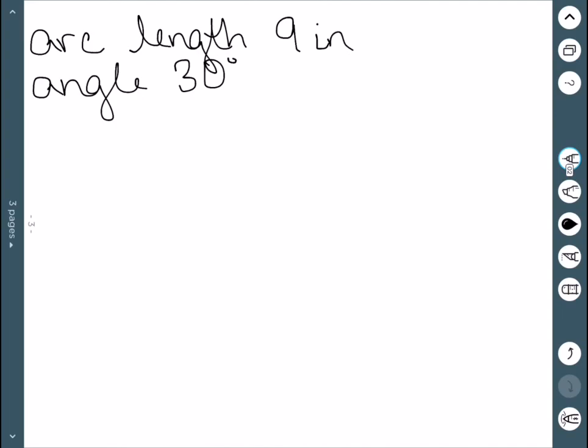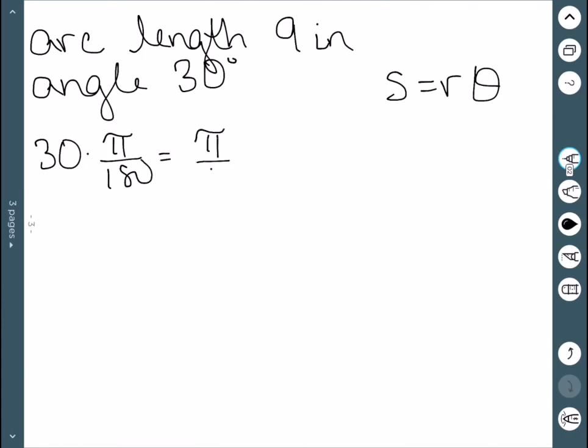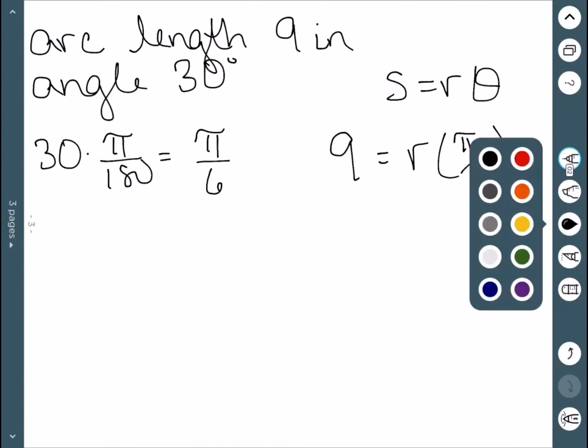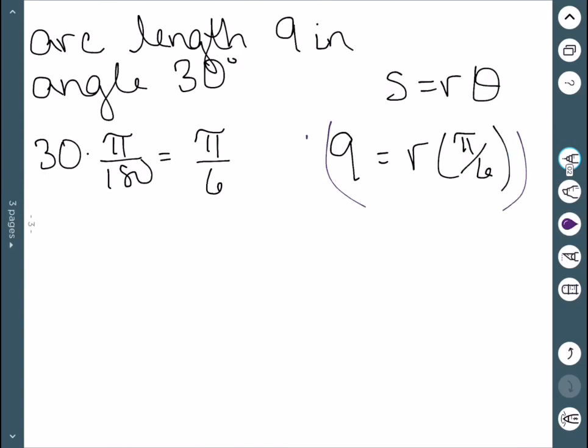This time, we know the arc length is 9 inches and the corresponding angle is 30 degrees, and we want to find the radius of the circle. We can still use the same formula, however, it's very important to note that theta must be in terms of radians. So we'll start by multiplying 30 times pi over 180 to get pi over 6. I know my arc length and I know my angle. We can then take each side and multiply by 6 over pi.